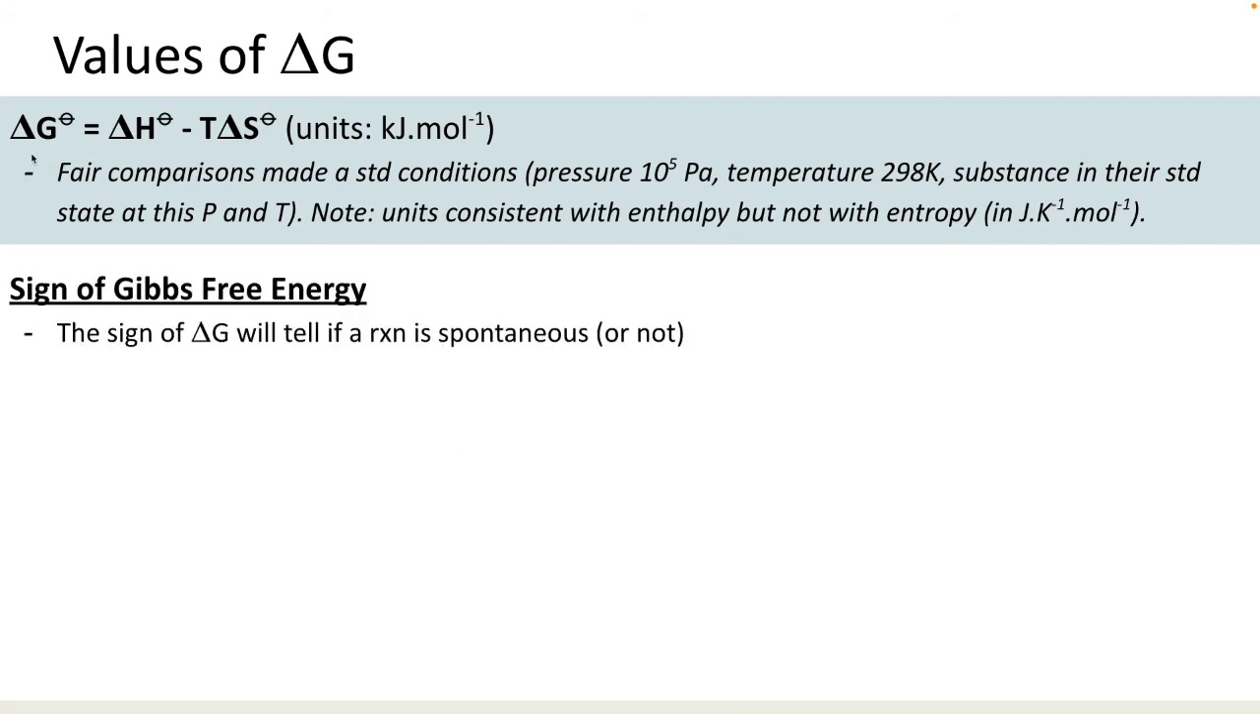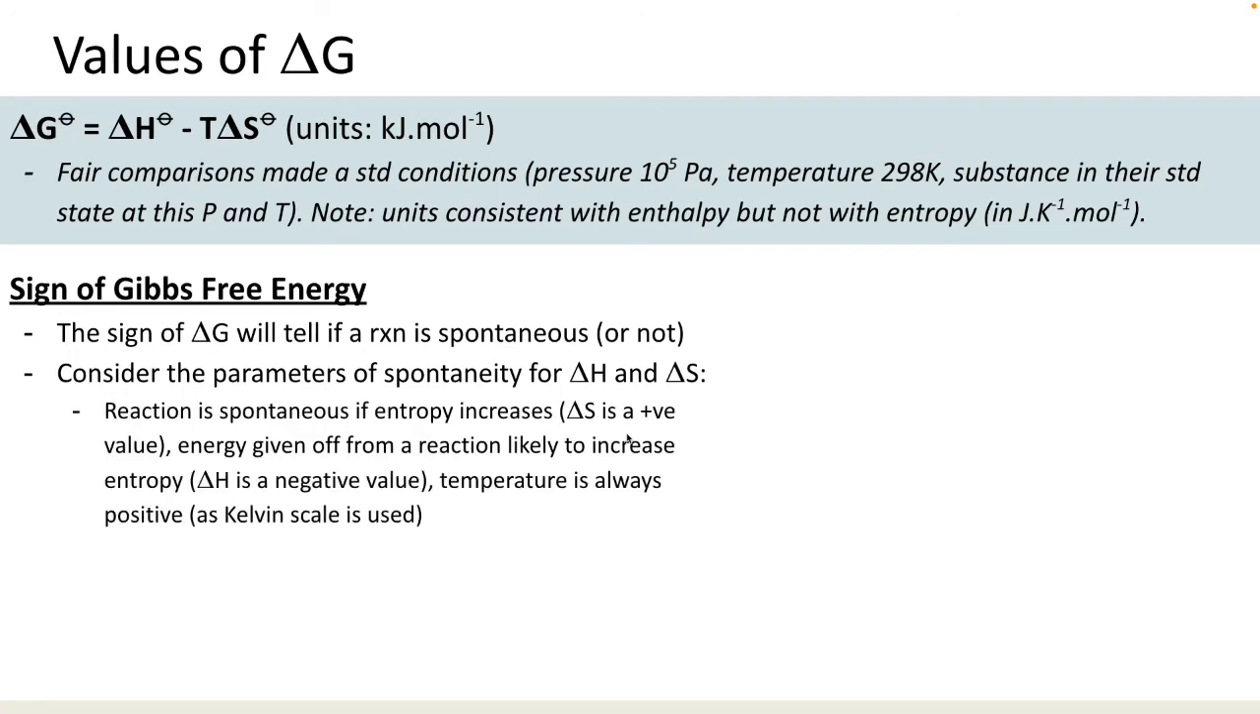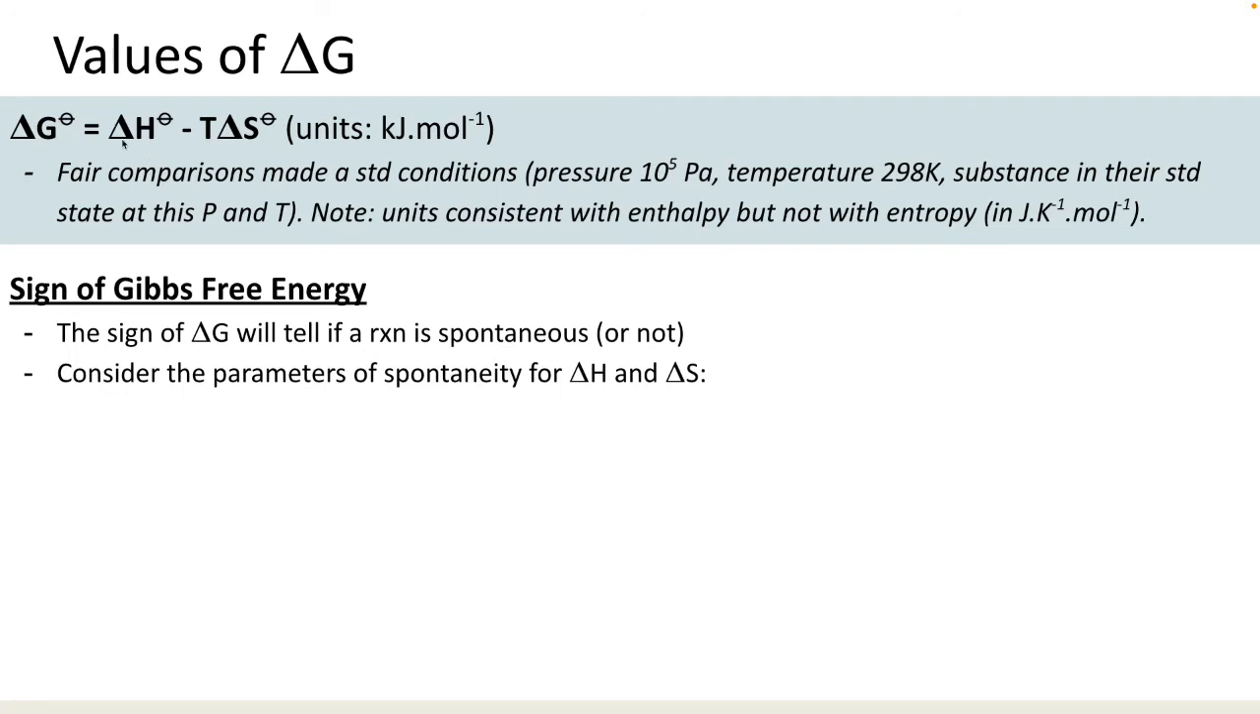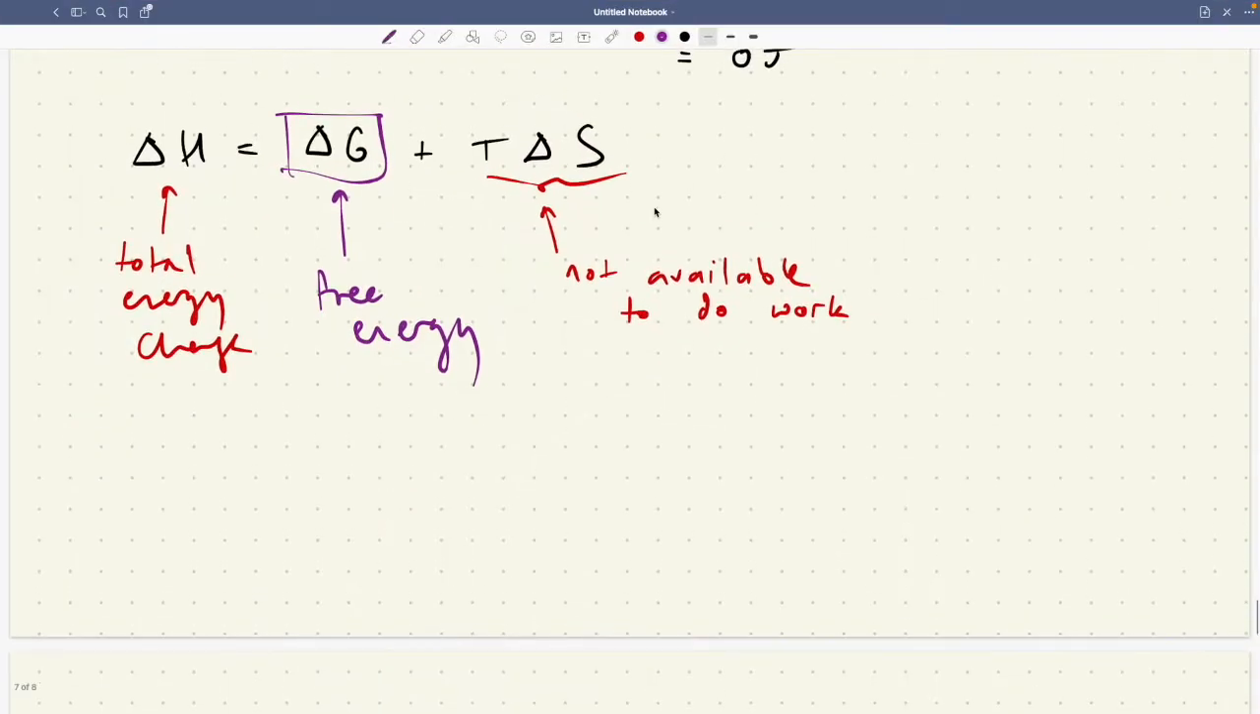Let's try to understand what the sign of the Gibbs free energy is going to tell us. Well, it's going to tell us if a reaction is spontaneous or if a reaction is not spontaneous. And it's going to be determined, as we said, by our enthalpy change of the reaction and by our entropy change of our reaction. So let's consider an example where we know it's a spontaneous reaction.